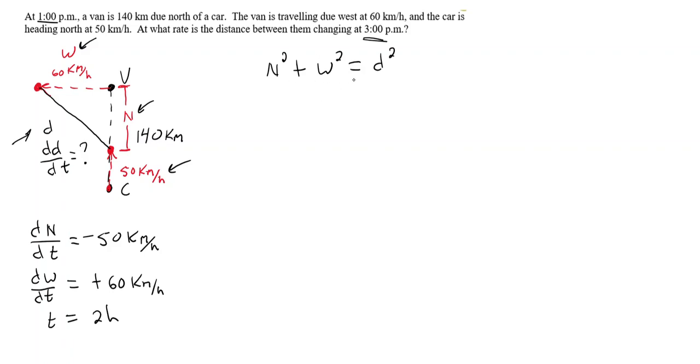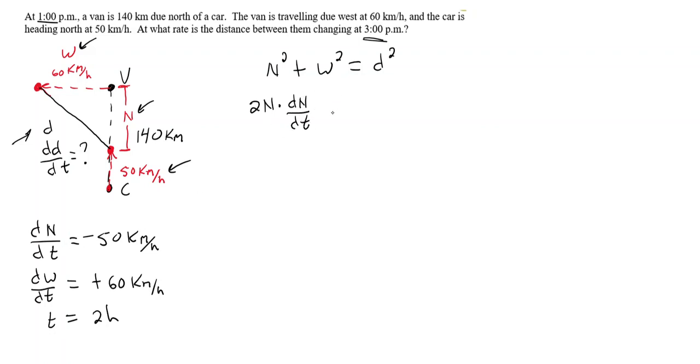So let's actually just take the derivative of that and see what we get. So we'll have 2n times, and everything will be with respect to time now, right? So times dn dt. Well, that's good. We have that, right? dn dt.